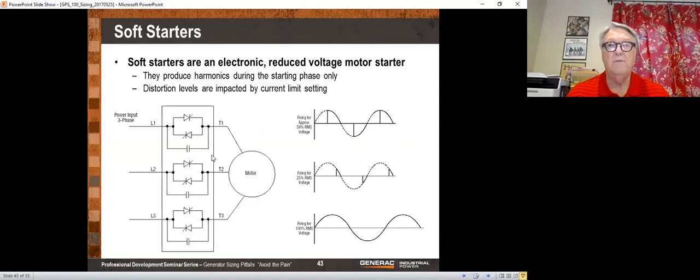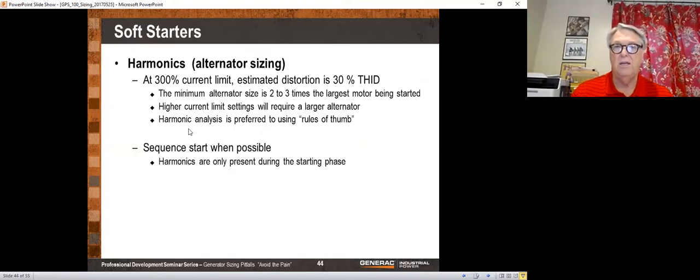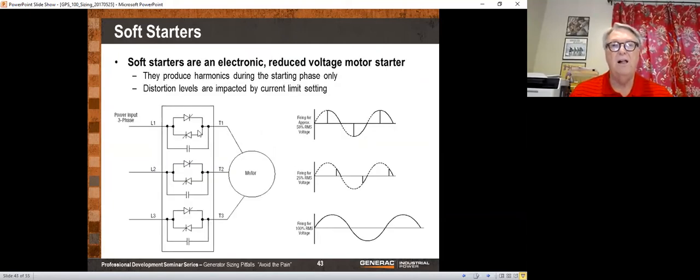Now, soft starters. Soft starters have harmonics only when they're starting, but not when they're running. This is a typical soft starter. It's got these two back-to-back SCRs, and basically they're just like gated valves, and they chop up your motor waveform. This is just like a light dimmer.